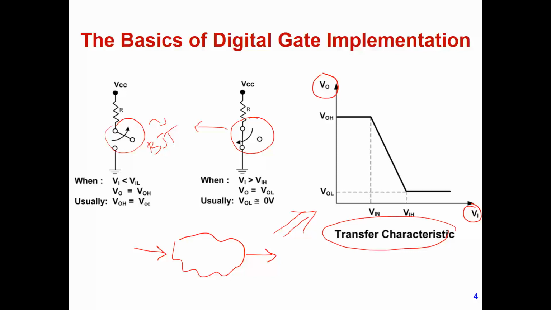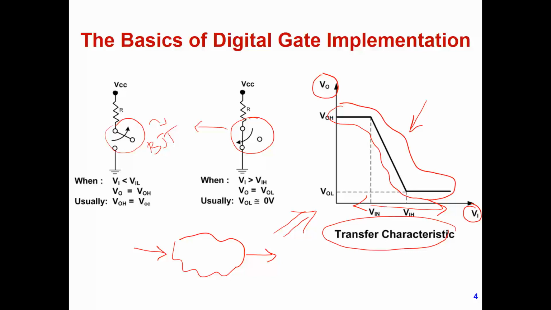And what is the transfer characteristic curve? It basically describes the behavior of the output as the input changes. You can see that the input changes on this axis, and you can see the behavior of the output. Now in this case we are plotting the transfer characteristic curve for an inverter.